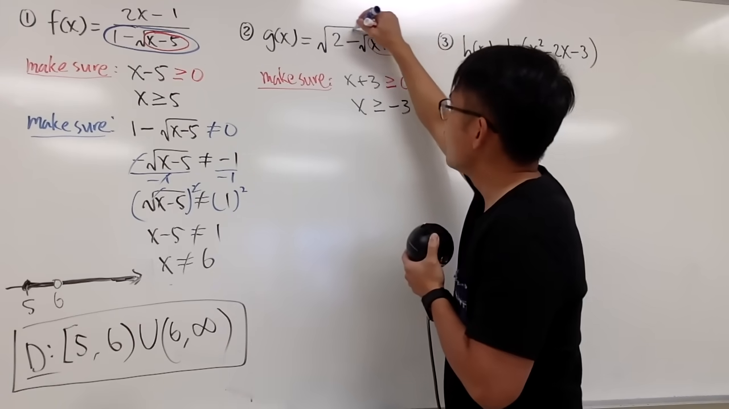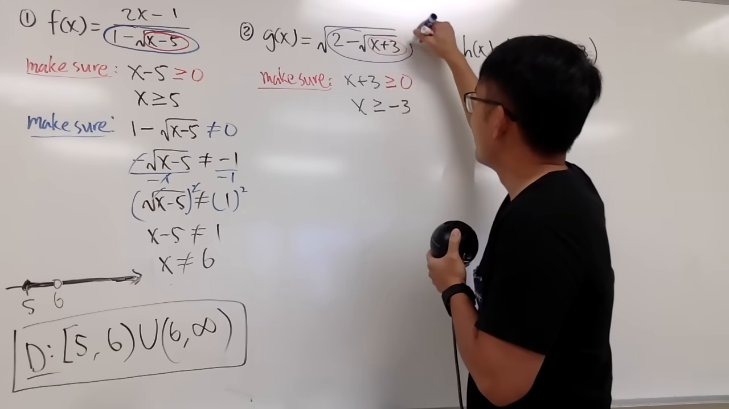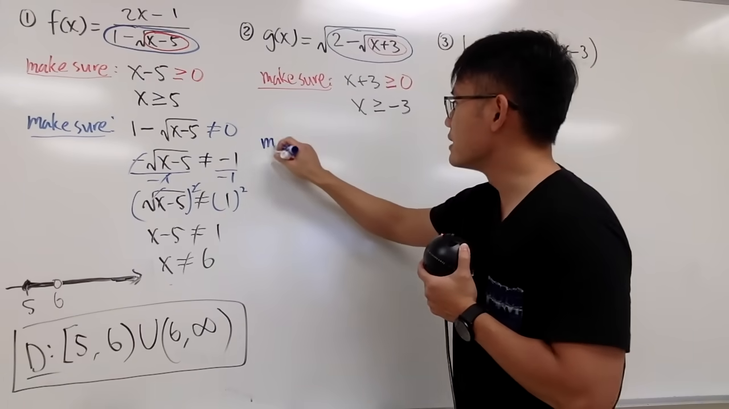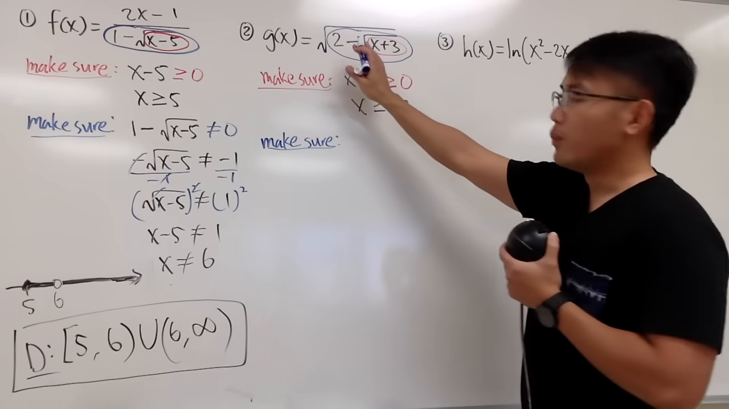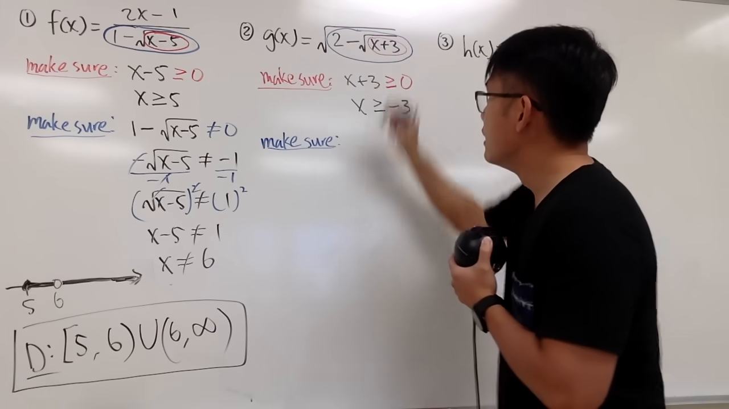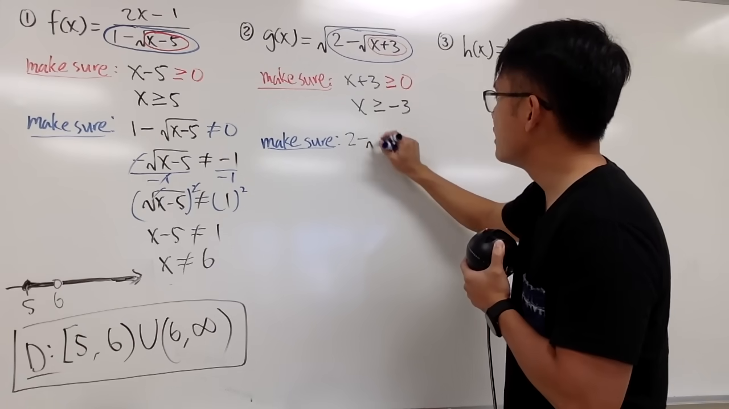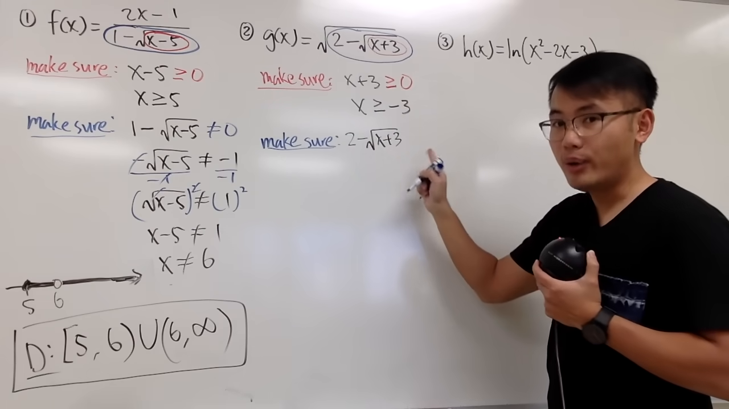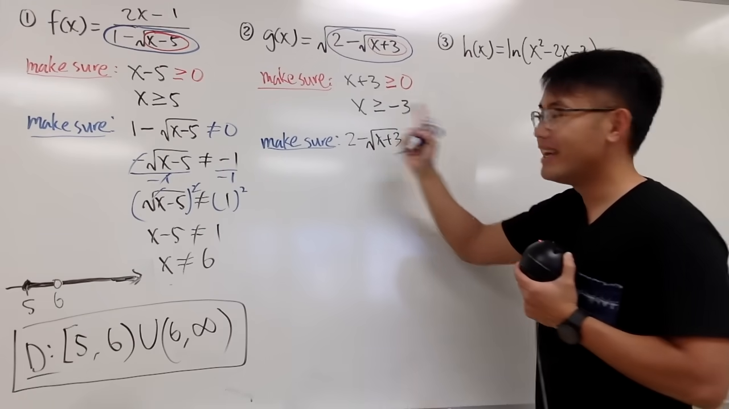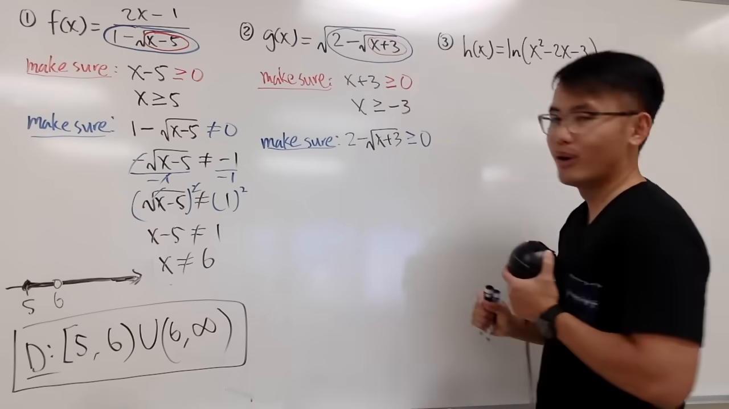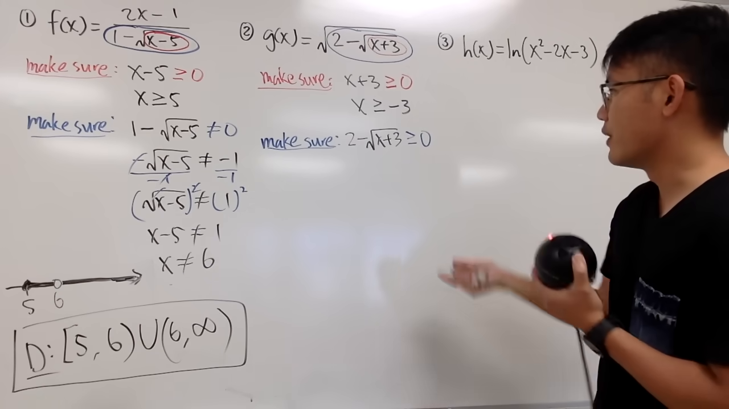Now, we have another square root. So this is also the inside of the bigger square root. We also have to make sure, the second thing that happens, we have to write down the whole thing this time. So this is 2 minus square root of x plus 3. This is the whole inside for the bigger square root. And we once again have to make this greater than or equal to 0.